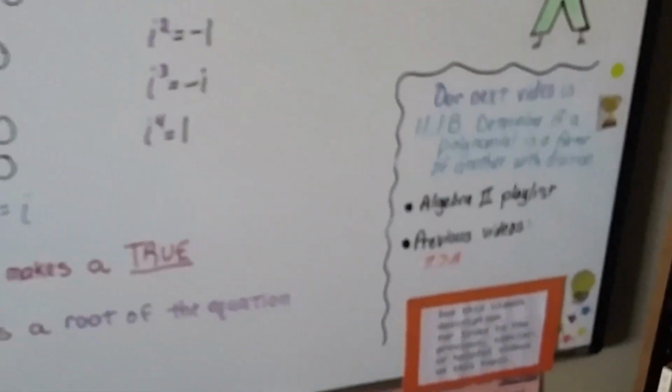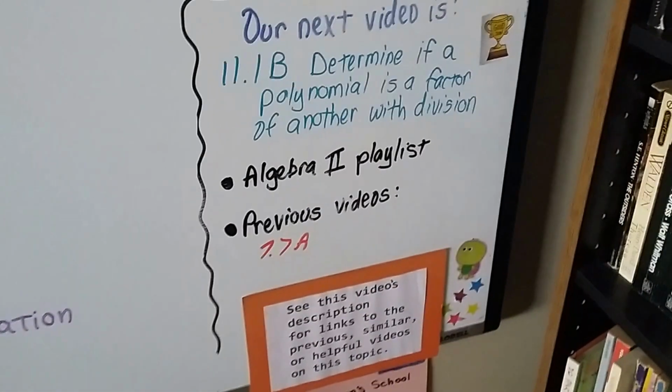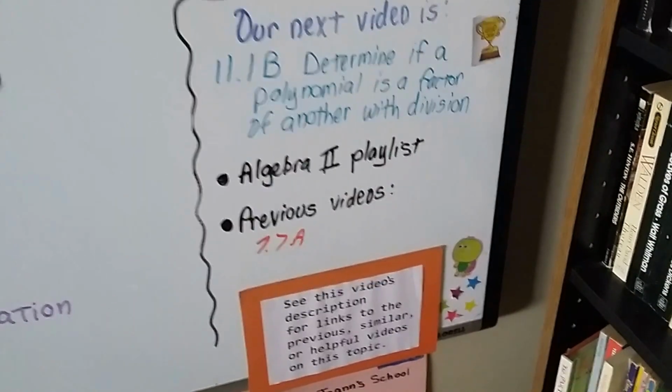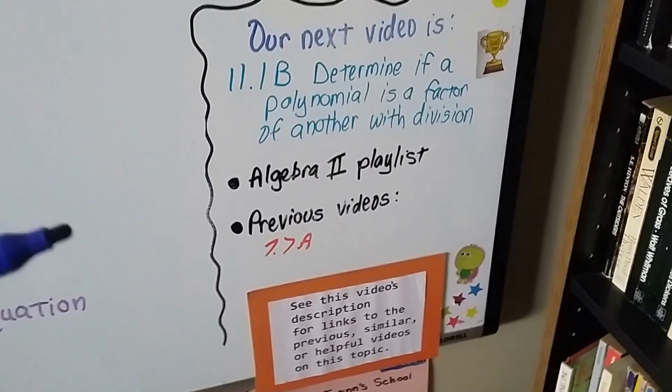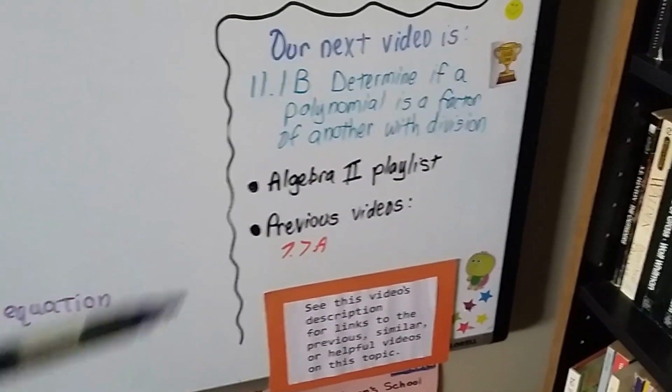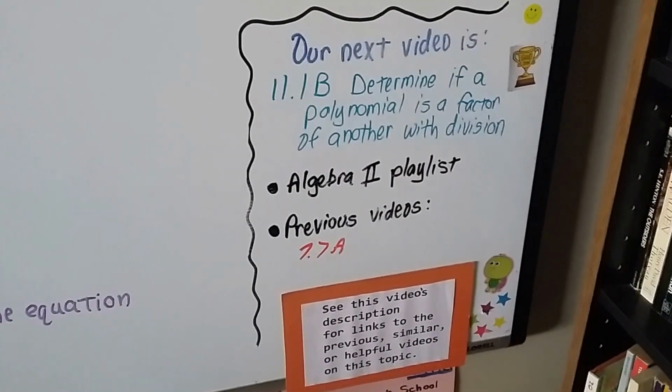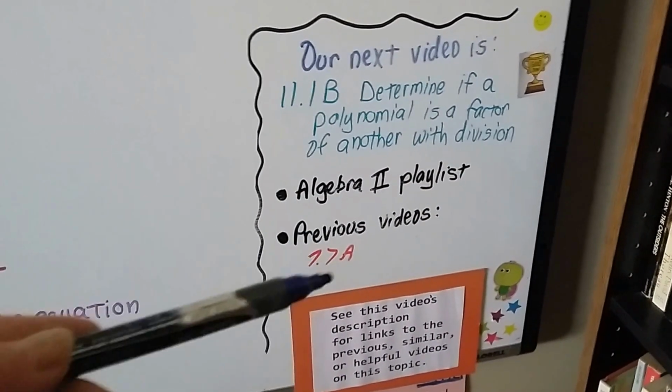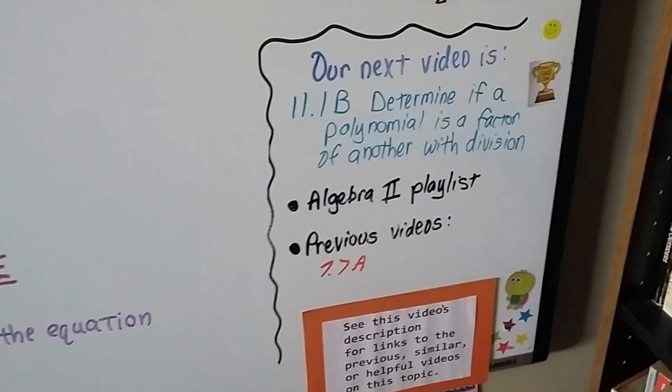We're going to continue on, and our next video, 11.1b, is going to be how to determine if a polynomial is a factor of another polynomial with division. And there's going to be a link to that values of i from 7.7a in here.